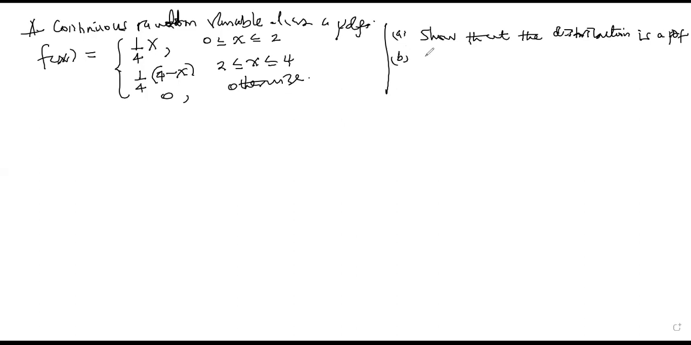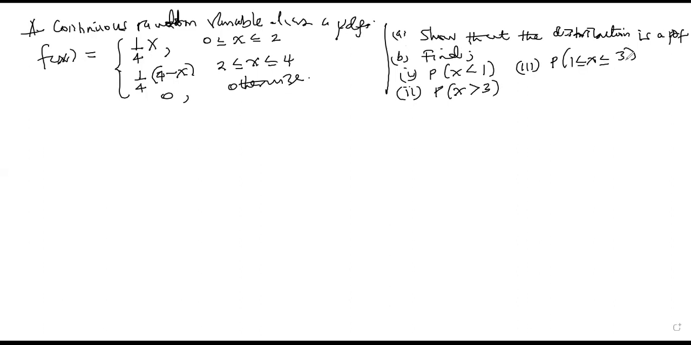B, find: Roman 1, probability of X less than 1. Roman 2, probability of X greater than 3. Roman 3, probability of 1 less or equal to X less or equal to 3. Roman 4, probability of X greater or equal to 1, given X less or equal to 3.